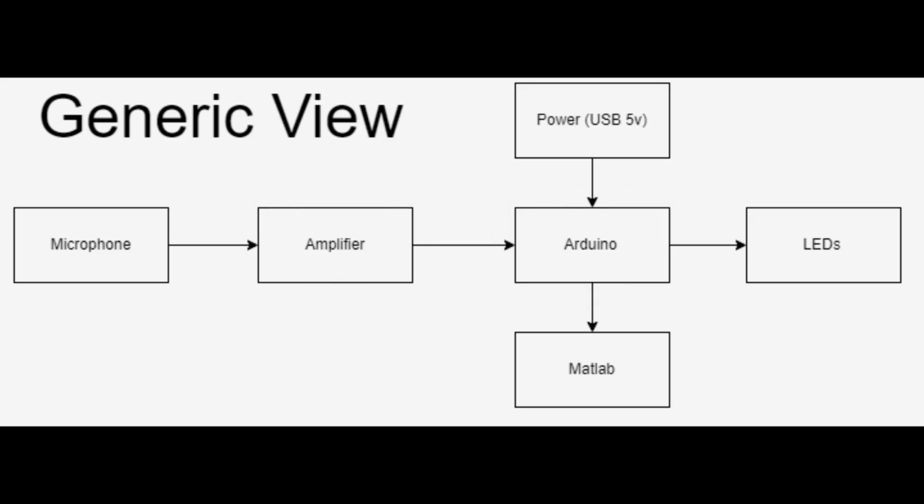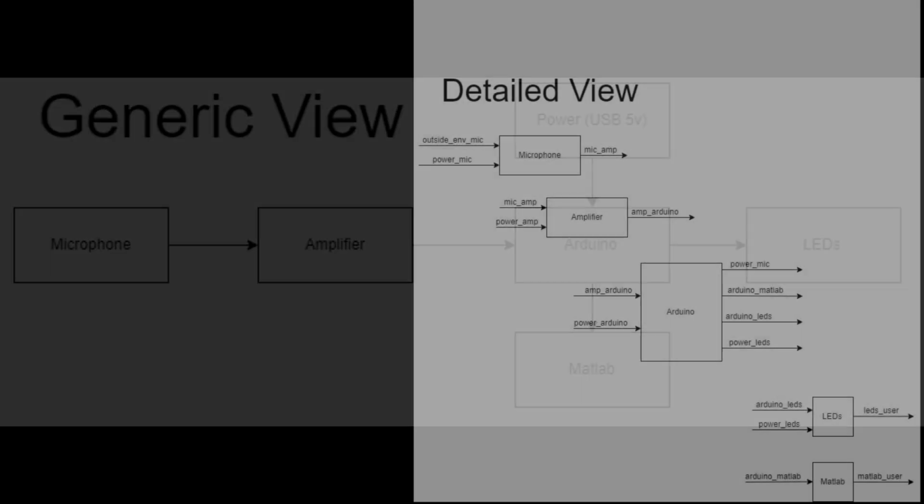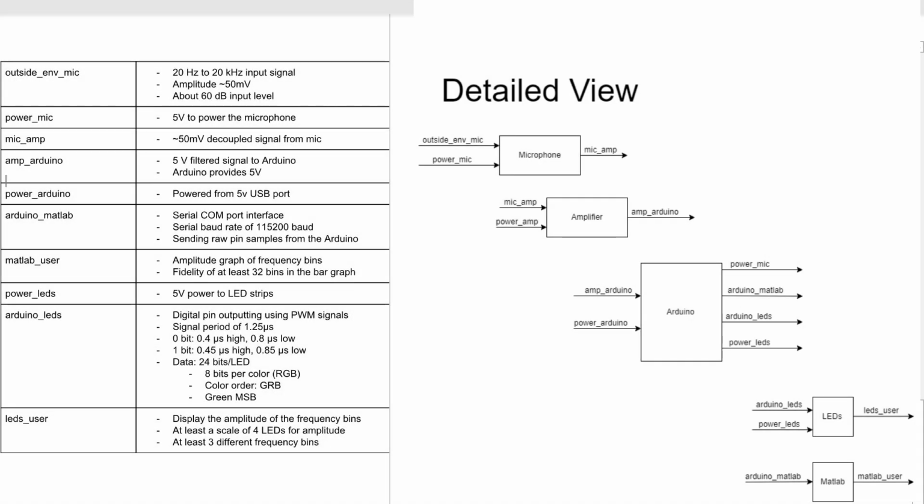The design process began with the generic block diagram shown to get an idea of what we'd be working with. Then the interfaces were defined. In this detailed view, we can see that the mic took the signal from the outside environment and passed it to the amplifier. The amplifier, in turn, amplified the signal and also gave a 2.5 volt DC bias so that the Arduino could sample it.